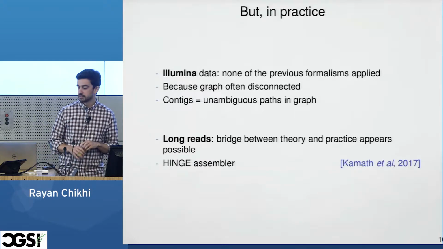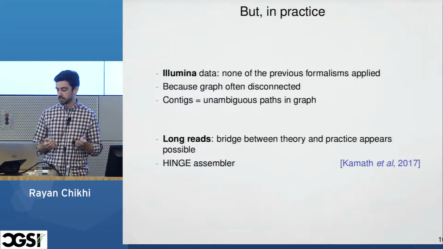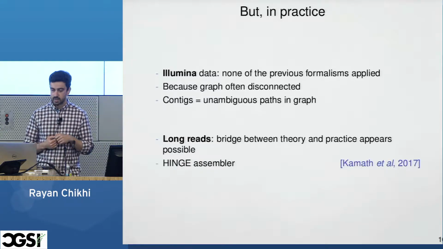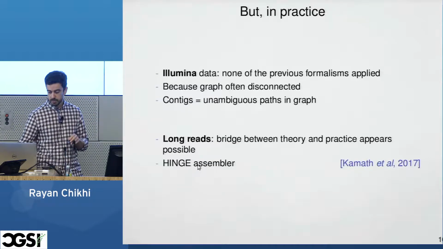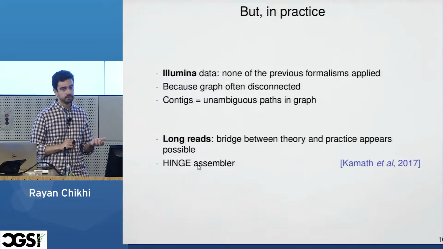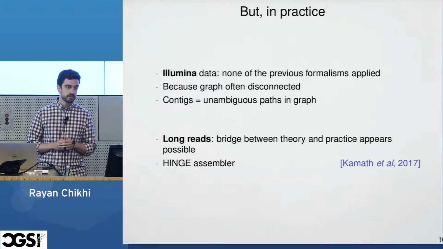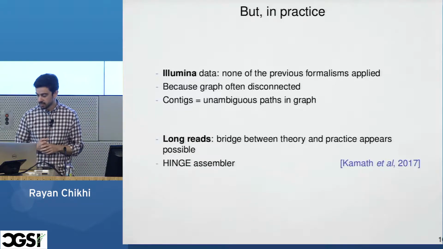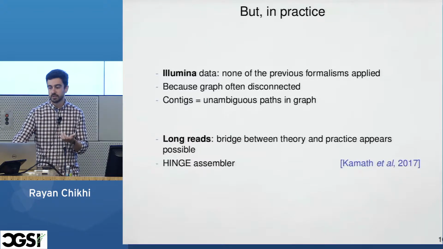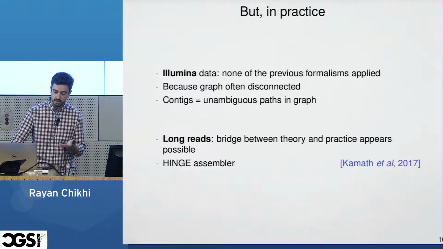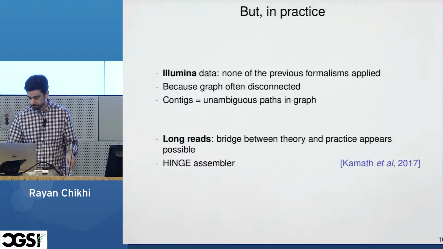And nowadays, with long reads, it's maybe more possible to bridge theory and practice, because the repeats are spanned and the graphs are not disconnected anymore. In fact, there has been some work from the Hinge assembler, which is an assembler produced by the same authors that I talked about in the previous slide. In my opinion, it's one of the first attempts to bridge theory and practice in this area. I was hoping that more groups would be working on making assembly look more like Hamiltonian path finding, but actually it doesn't happen so often nowadays.